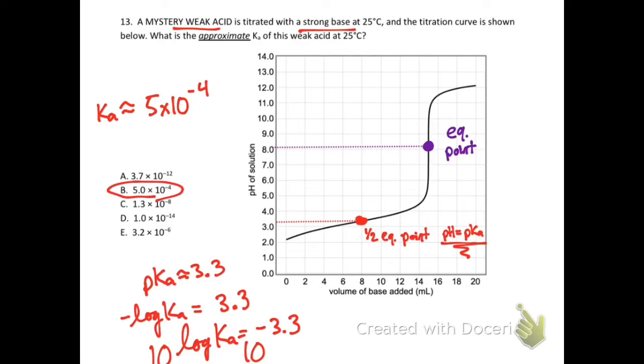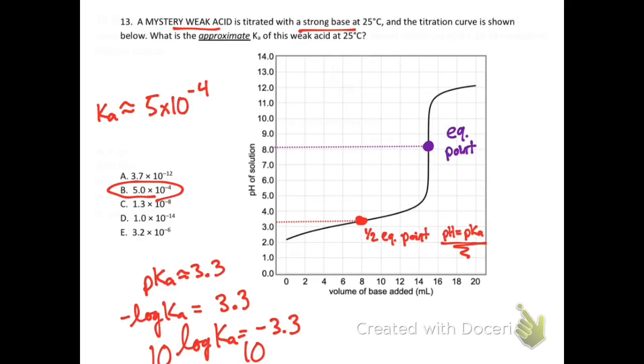So you might get a little bit of leeway in your answer based off of how precise your identification of the pH was. Notice that none of the answers are remotely close to the same order of magnitude. So even if your answer is a little bit different here, as long as you're looking at the right order of magnitude, you're good to go. So again, your number may vary a little bit, but there should be only one answer that's remotely close to whatever you got.